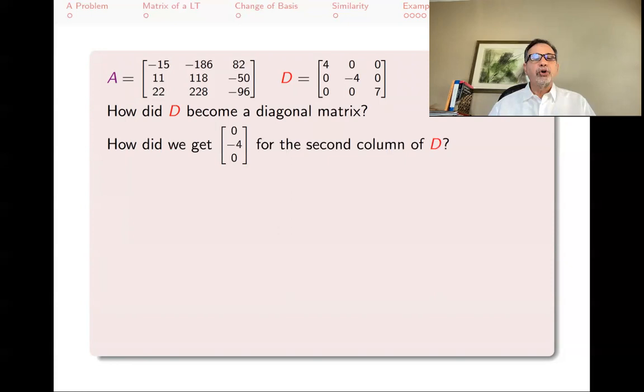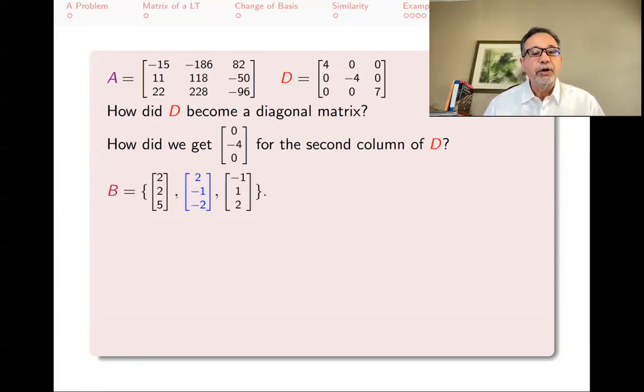How did we manage for D to become diagonal? Well, as proof of concept, we'll focus on the second column. How did it become that the second column was 0, -4, 0, which is what we need for a diagonal matrix? Well, we had this basis, and for the second column of the matrix of our linear transformation, we have to take that second basis element, send it over, and then write it in terms of B again. So we're finding the matrix of LA with respect to B and B.